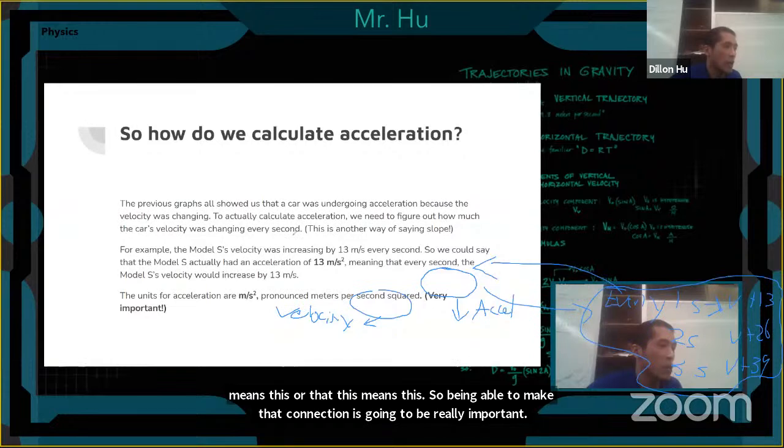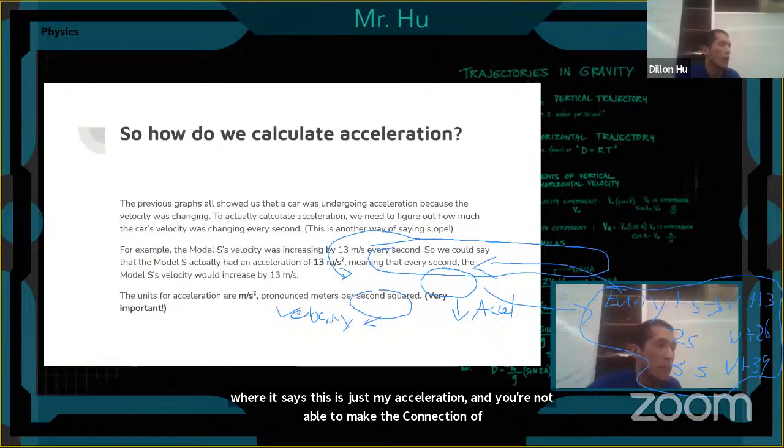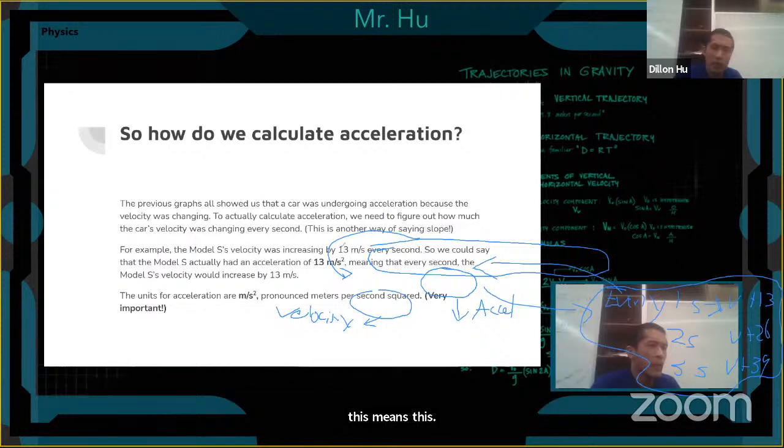Because right now, a lot of the language you're using is something like this: increasing by 13 meters per second every second. We're going to switch from this language into this language, where it says this is just my acceleration, and you're going to have to be able to make the connection that this means this. I think that's about it for this slide.